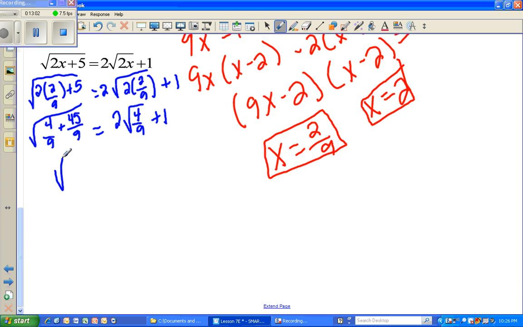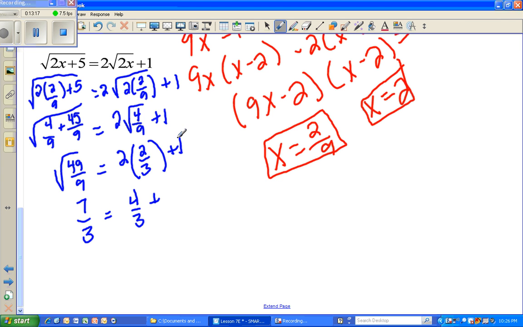So that's going to give you the square root of 49 over 9. And that's going to give you 2 times 2/3, because that's the square root, plus 1. So 7/3 here. And then you get 4/3 plus 1 is 7/3. So that guy checks out. So we're going to keep our 2/9 as an answer.